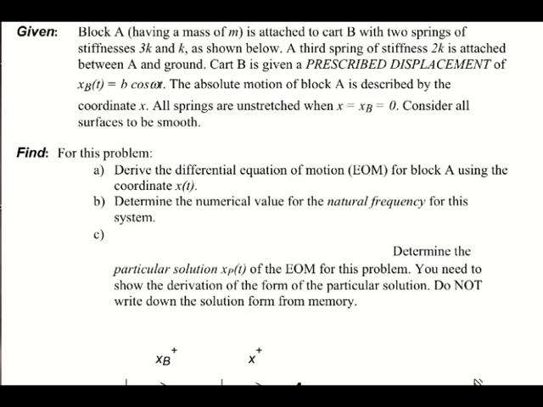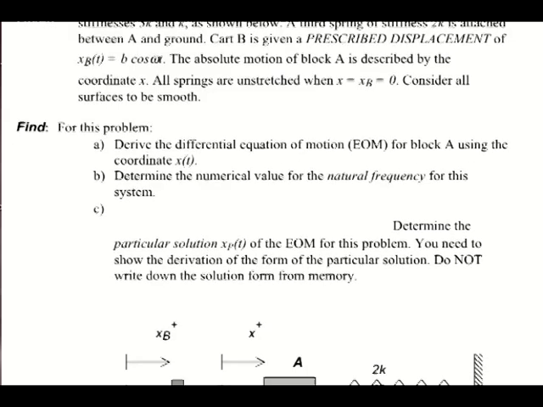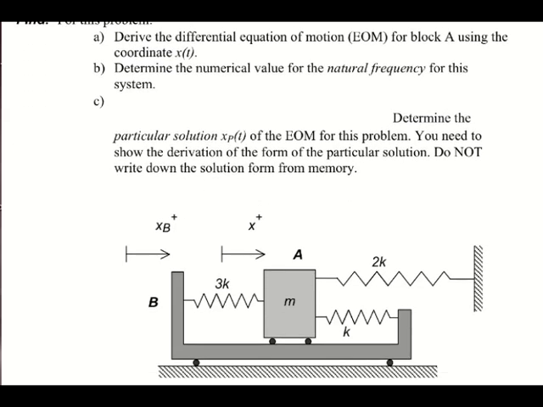In this problem, we have a system which is made up of a block A and a cart B. We know the mass of A, it's M. We know the mass of, I guess we don't actually know the mass of the cart, but if we need to have it, we'll just call it big M. And what we know is that the block and the cart are connected by two springs.